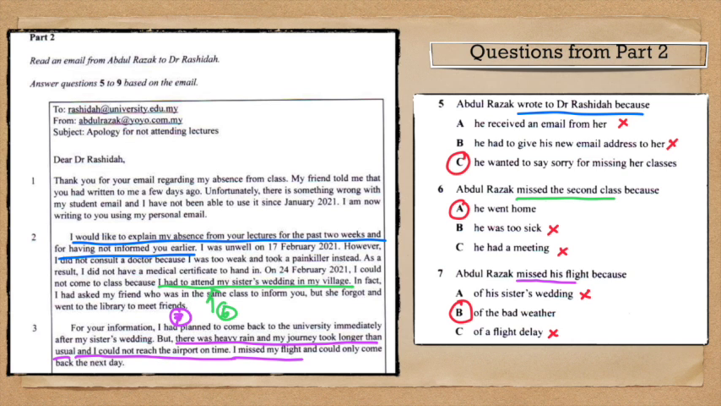So where can you find the evidence to support the answer for number 6? Is it that he was too sick? No, we need to eliminate it because it's not mentioned that he was too sick. He had a meeting? It's not mentioned at all, right? So we eliminate B and C. The answer is A, he went home, because the keyword from the text is "I had to attend my sister's wedding in my village."